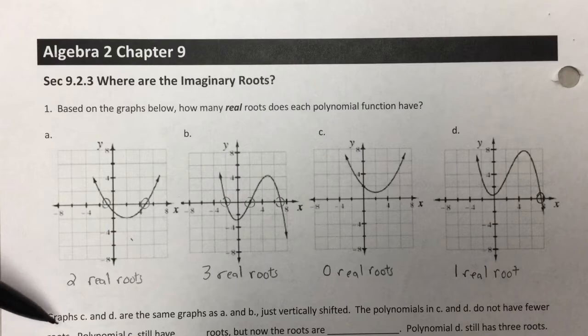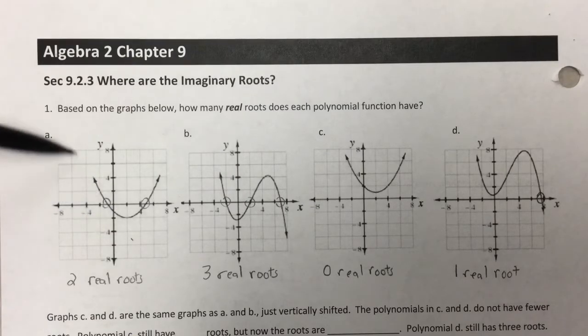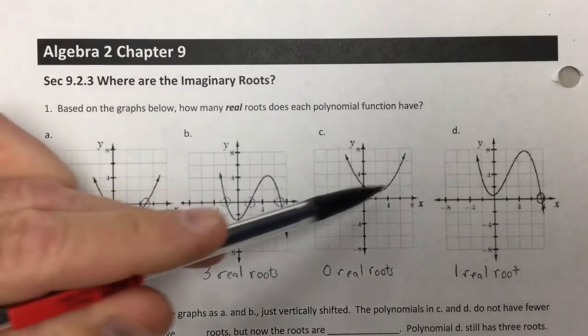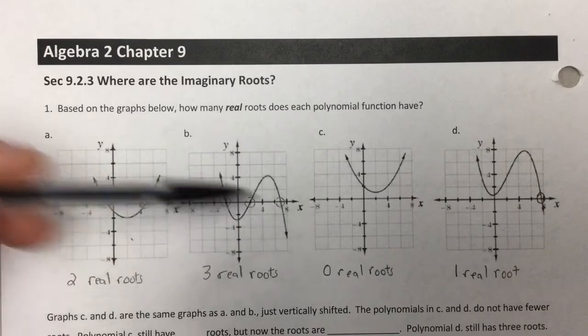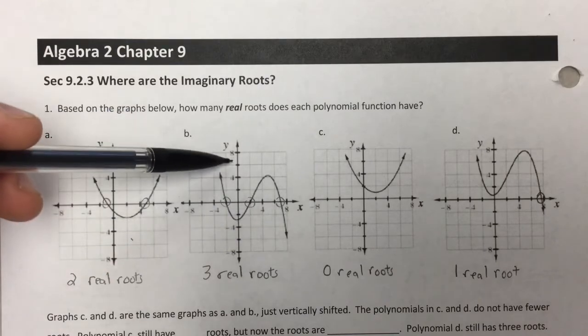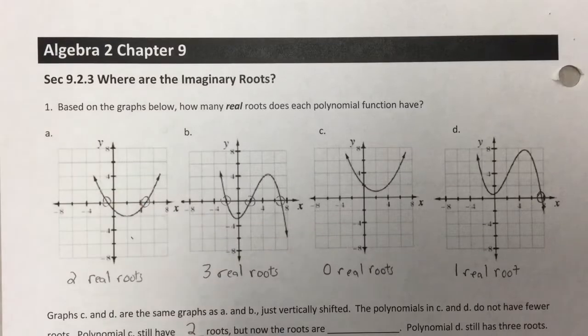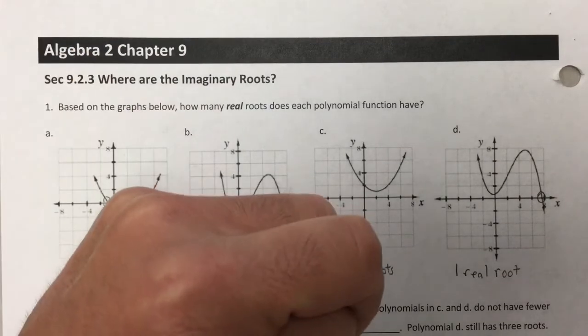It says graphs C and D are the same graphs as A and B, just vertically shifted. If you notice, both A and C are parabolas. It's just we shifted A up to get C, and letter B we shifted up a little bit higher to get letter D. The polynomials in C and D do not have fewer roots. Polynomial C still has 2 roots, but now the roots are complex.